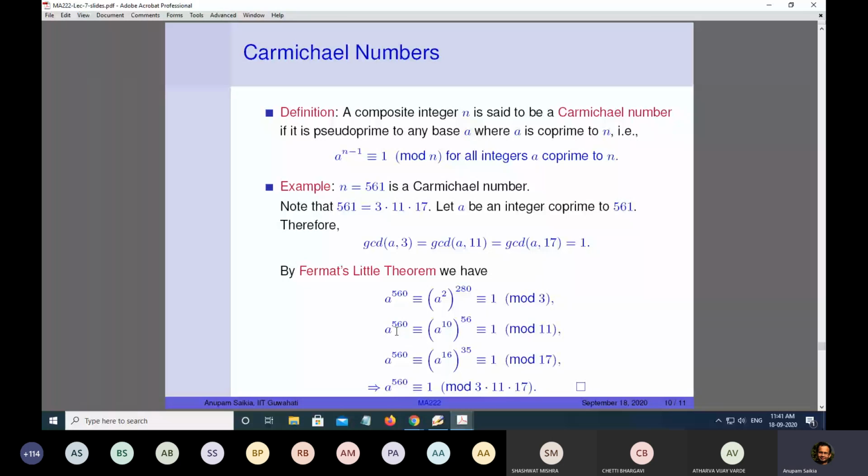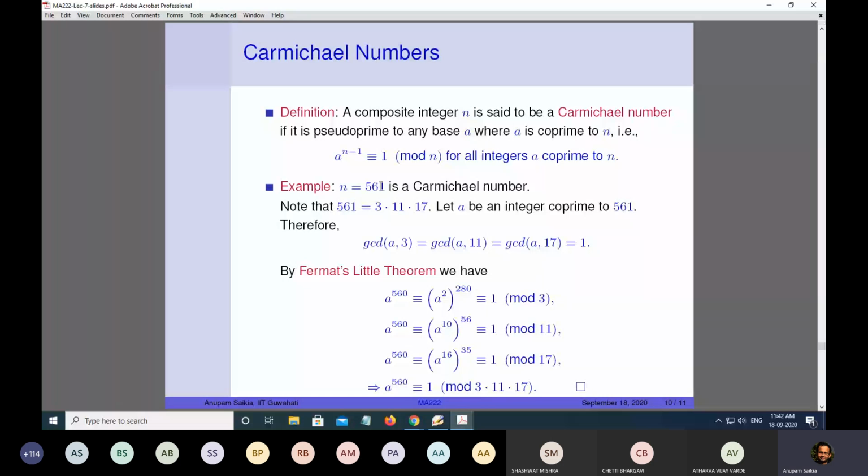What about 11? a to the power 560 is a to the power 10 to the power 56, and a to the power 10 by Fermat's little theorem is 1 mod 11. So this is also 1. And mod 17, again, 560 is a multiple of 16 also, so a to the power 16 to the power 35. So any a coprime to 3, 11, 17, which is the same thing as a being coprime to 561, satisfies that a to the power 560 is congruent to 1 mod 561.